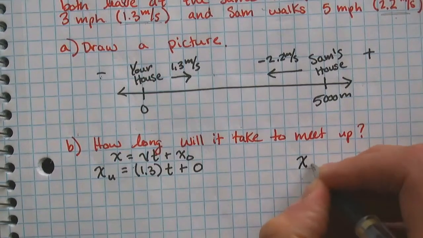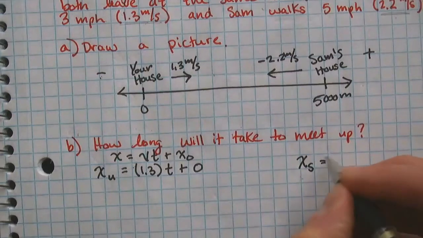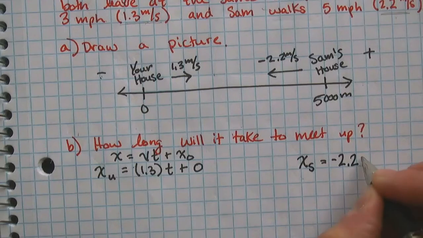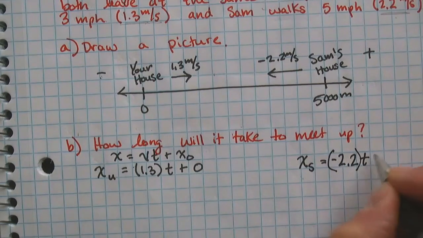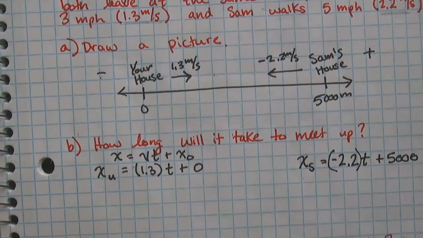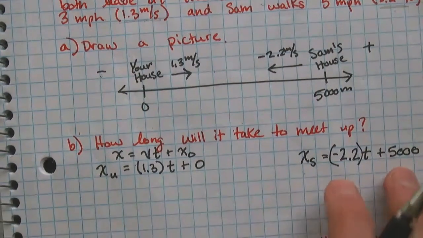Let's write Sam's equation. I'm going to write xs, s for Sam, equals his velocity. His velocity is negative 2.2t, plus 5,000 because Sam starts at 5,000. All right, so now we got our equations here.